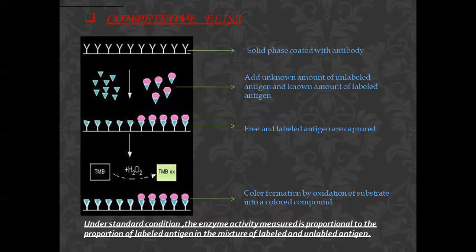So the competitive ELISA: solid phase coated with antibody, then add unknown amount of unlabeled antigen and known amount of labeled antigen. So the unknown level we are adding, at the same time a known level of antigen also we are adding. So free and labeled antigen are captured. After capturing this, color formation by oxidation of substrate into a colored compound occurs. So under standard conditions, enzyme activity is measured proportional to the proportion of labeled antigen mixtures.